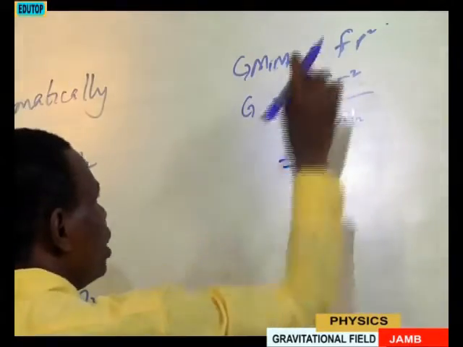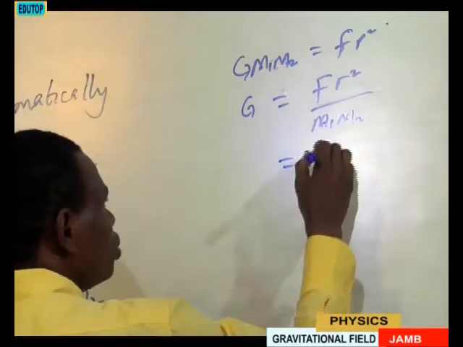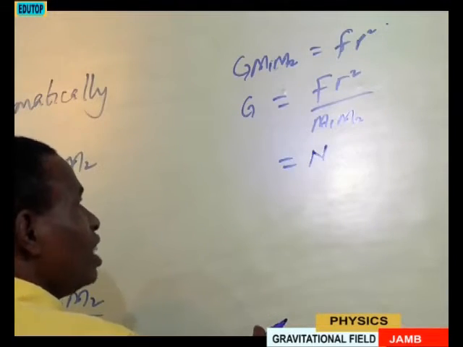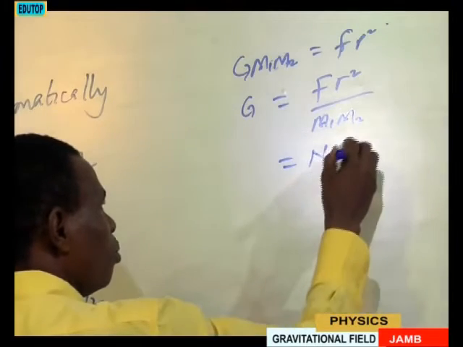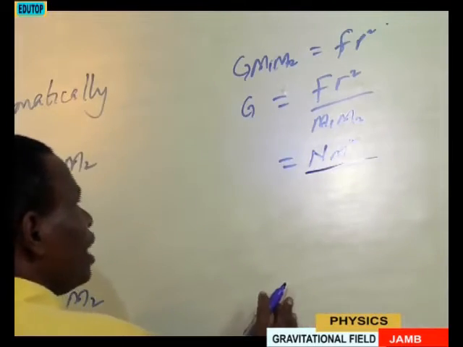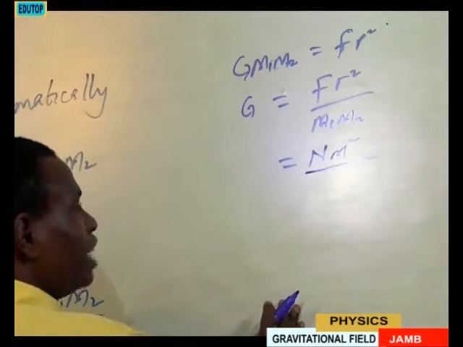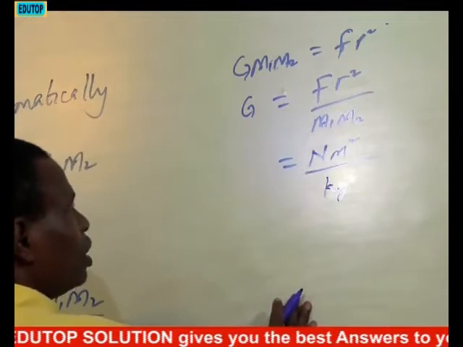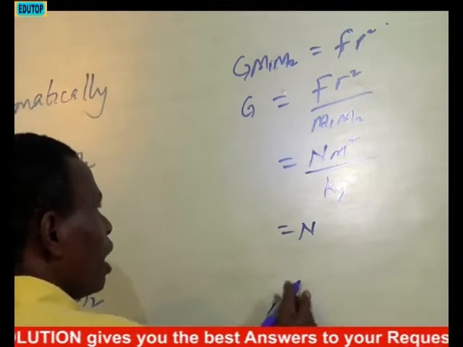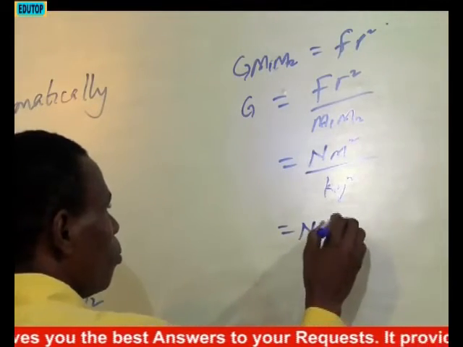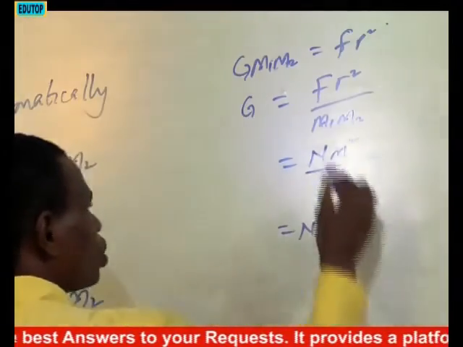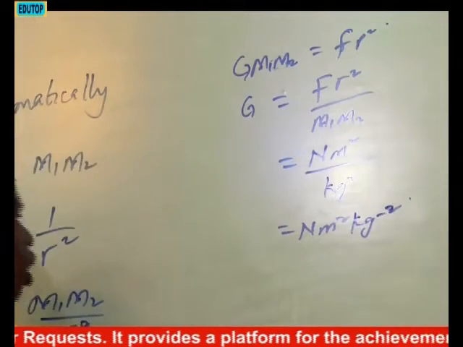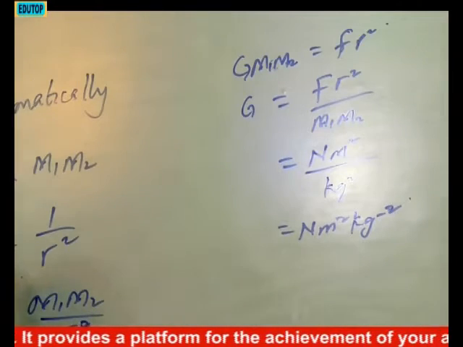Let's look at the units. The unit of force is Newton. This is a distance, a radius, and the unit for distance is meter, meter squared, all divided by, this is mass, and the mass is kilogram. That will give us kg squared. If you try to put it normally, you are going to have Newton meter squared, and when this one goes up, we have per kg squared. So this is now the units of our G, which is the gravitational constant.